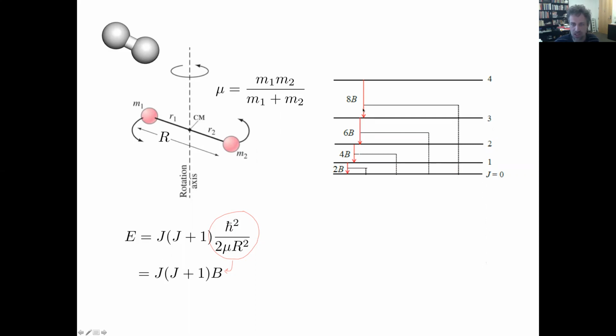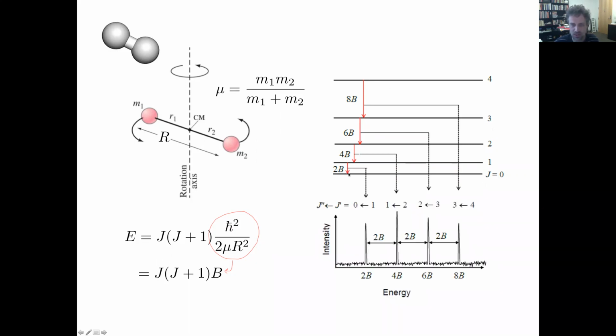So if you make transitions like this, you'll find a spectrum that looks like so, okay? 2B transition energy, 4B, 6B, and 8B. The separation between consecutive transitions is 2B. So this would be a rotational spectrum of a diatomic molecule, analyzed really with the help of spherical harmonics.